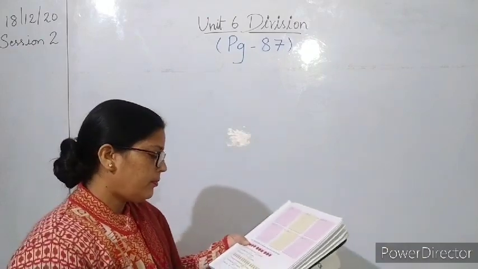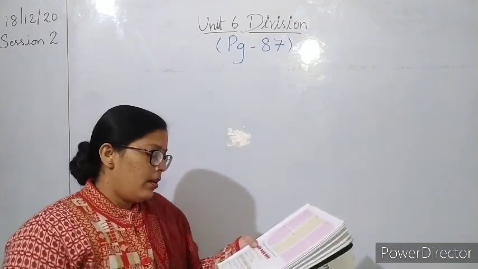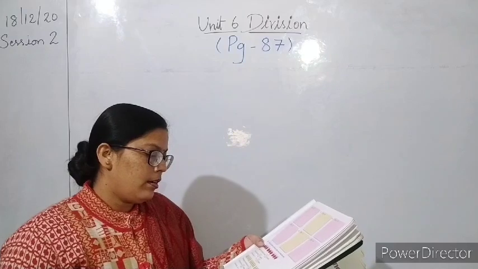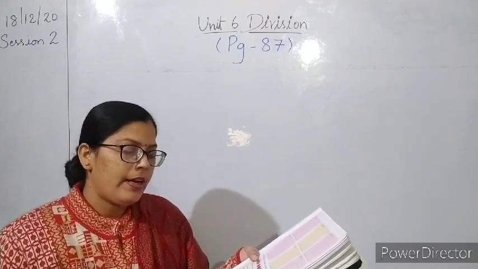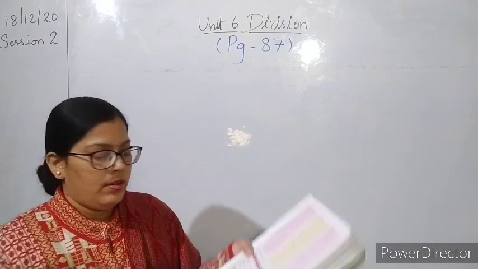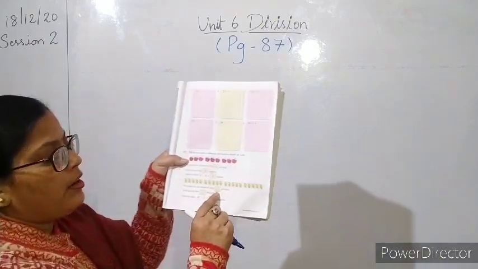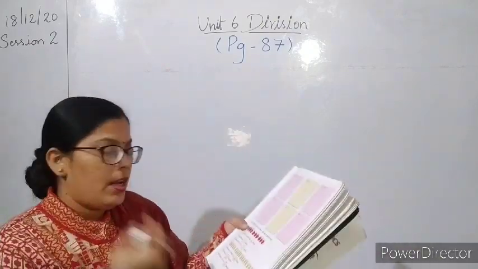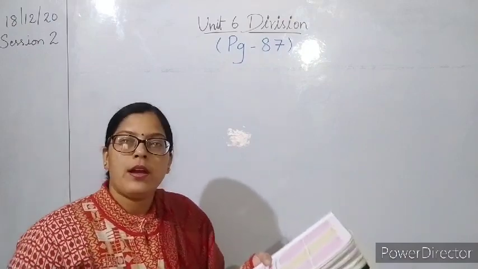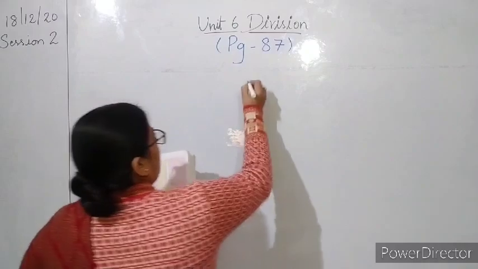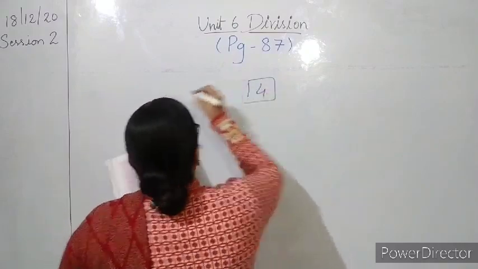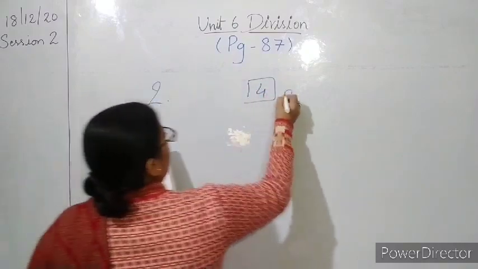Okay. Now just see what is written below this picture. 20 mangoes are divided into dash groups. Okay. In this yellow colored block you have to write the number. In how many groups are 20 mangoes divided? 4 groups. Okay. So in the first block you have to write 4 groups.